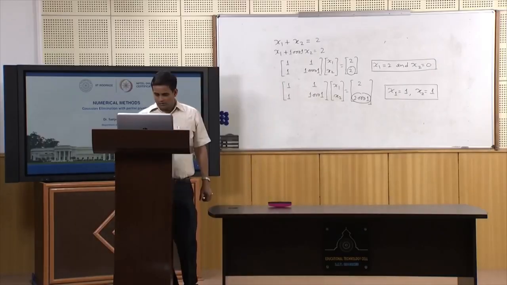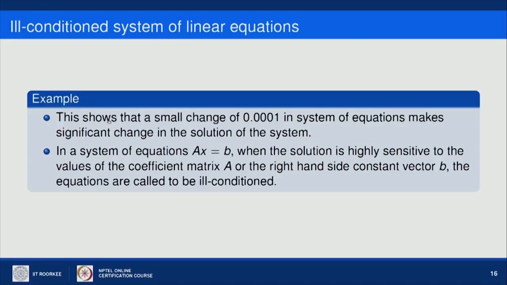Now, this particular example shows that a small change of 0.001 in the system of equations makes a significant change in the solution of the system. So, in a system of equations Ax equals b, when the solution is highly sensitive to the values of the coefficient matrix A or the right hand side vector b, the equations are said to be ill-conditioned.